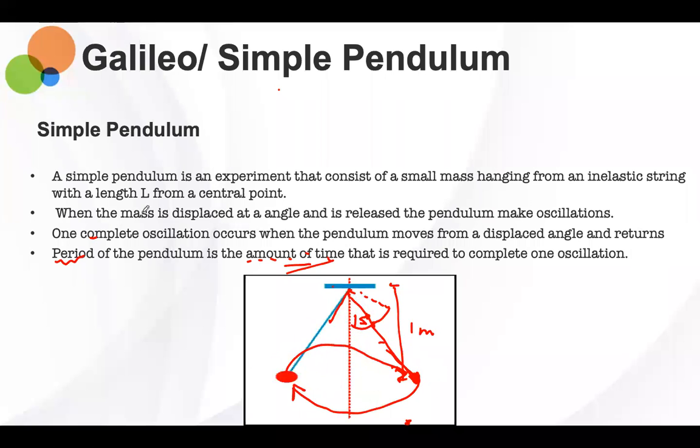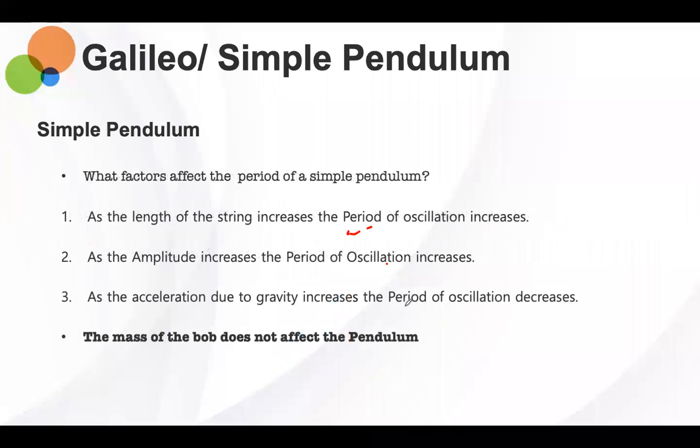It will take a longer time for the bob to go from here over to here and then return back, because it has more displacement to cover. It has more angular displacement to cover. It has more ground to cover, so it has to go all the way over here, back to its original position. It will take a longer time. And as the acceleration due to gravity increases, the period of oscillation decreases.